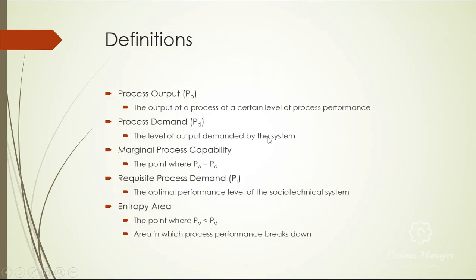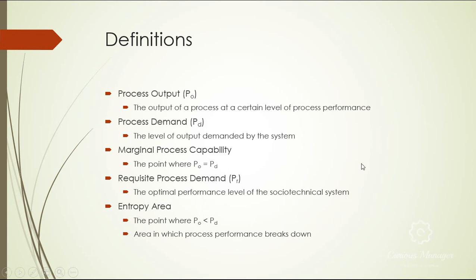So, and here are just the definitions. Feel free to pause it. I already talked about them briefly, but process output is the output of the process or the output of the team. Process demand is a level of output demanded by the system or by the environment, by the work domain. Marginal process capability is where the output meets the demand. It's the highest point where output meets demand. And the requisite process demand is the optimal performance level of the social technical system.